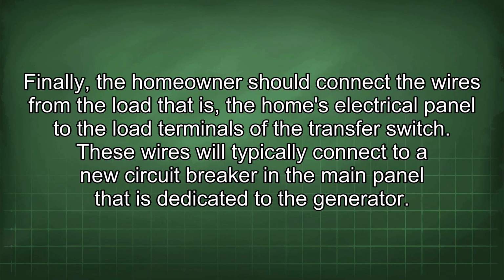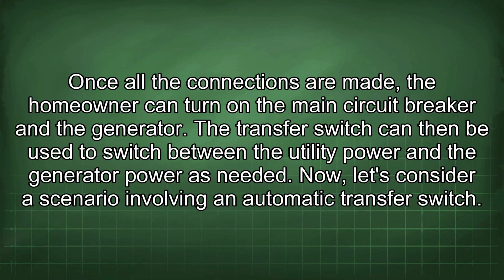Finally, the homeowner should connect the wires from the load, that is, the home's electrical panel, to the load terminals of the transfer switch. These wires will typically connect to a new circuit breaker in the main panel that is dedicated to the generator. Once all the connections are made, the homeowner can turn on the main circuit breaker and the generator. The transfer switch can then be used to switch between the utility power and the generator power as needed.